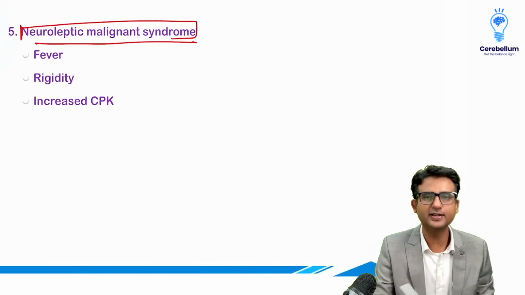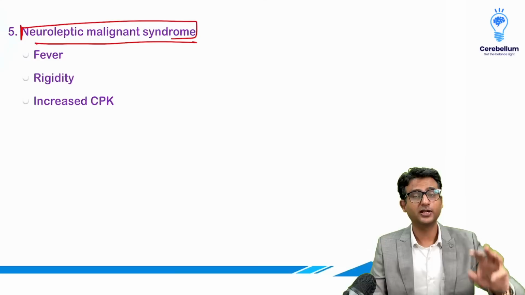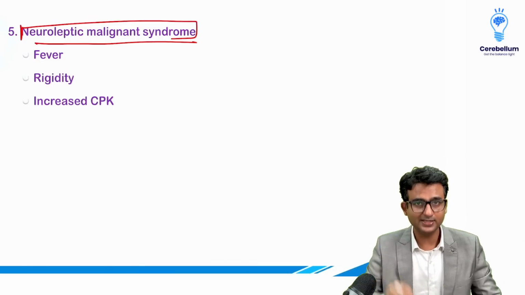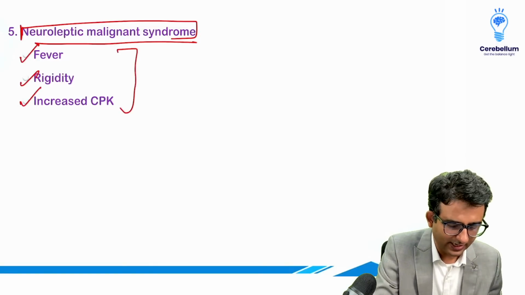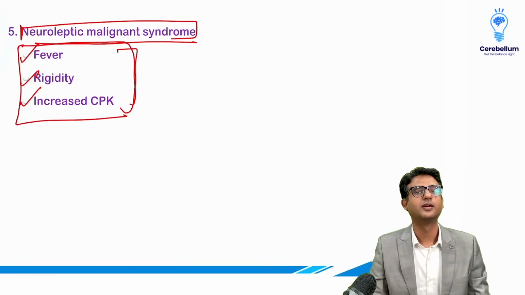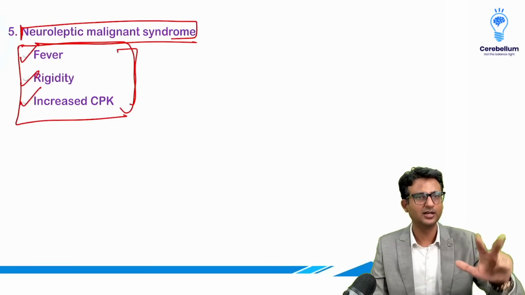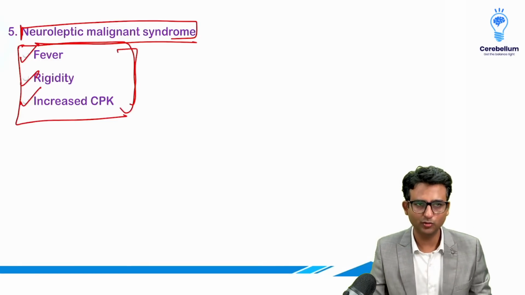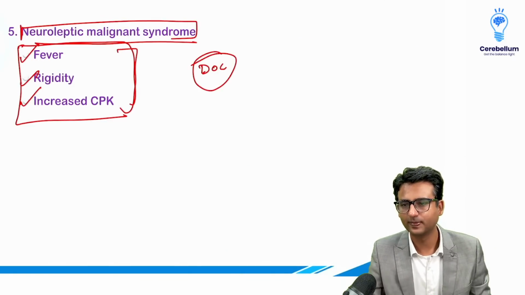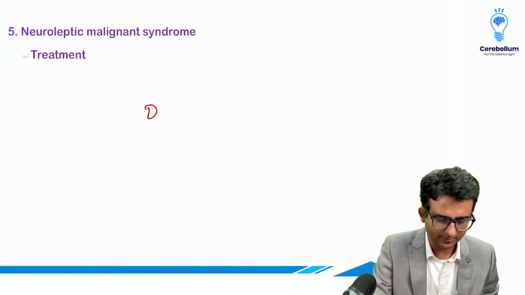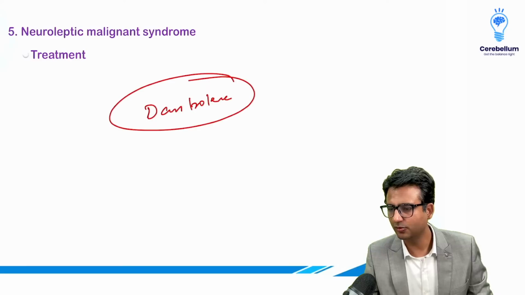Which is the lethal side effect of antipsychotics? NMS, neuroleptic malignant syndrome. NMS is the lethal side effect. याद रखना है, lethal side effect. There are multiple symptoms. For your exam purposes, 99% of the questions can be solved if you remember fever, rigidity, and increased CPK levels. Fever, rigidity, increased creatinine phosphokinase levels. If you remember these three, 99% of the times you would be able to answer the question. And what is the drug of choice for NMS? Very good. The drug of choice for NMS is dantrolene. Very good.